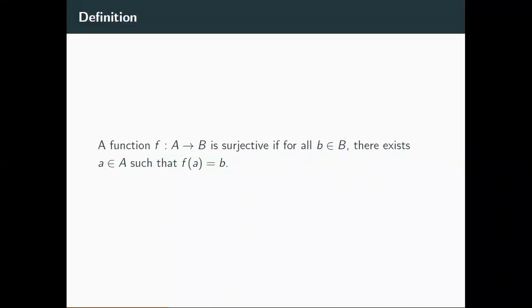Hey guys, we're going to see an example on how you can show a function is surjective. So before we do that, let's really quickly just review the definition. The definition says a function f mapping the set A to the set B is surjective if for all little b in B, there exists little a in A such that f of a equals b. So what this means is, intuitively, you can hit everything in B with something in A.